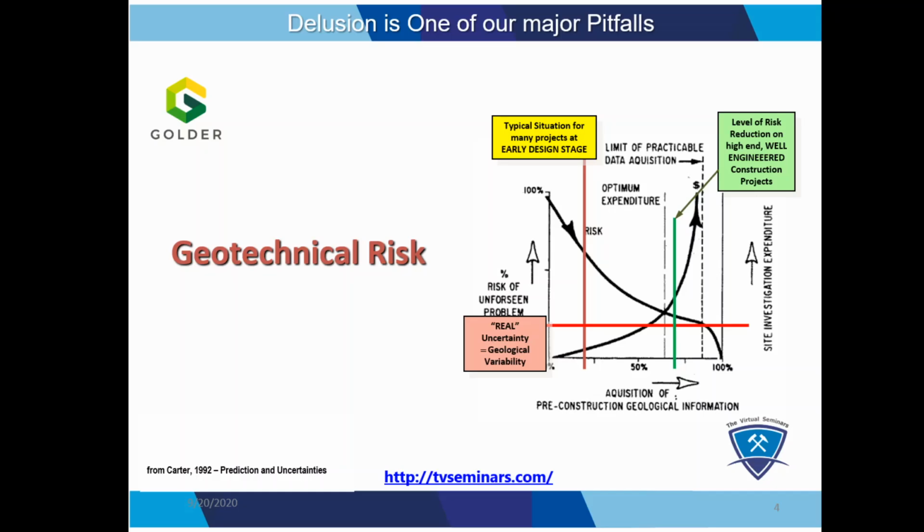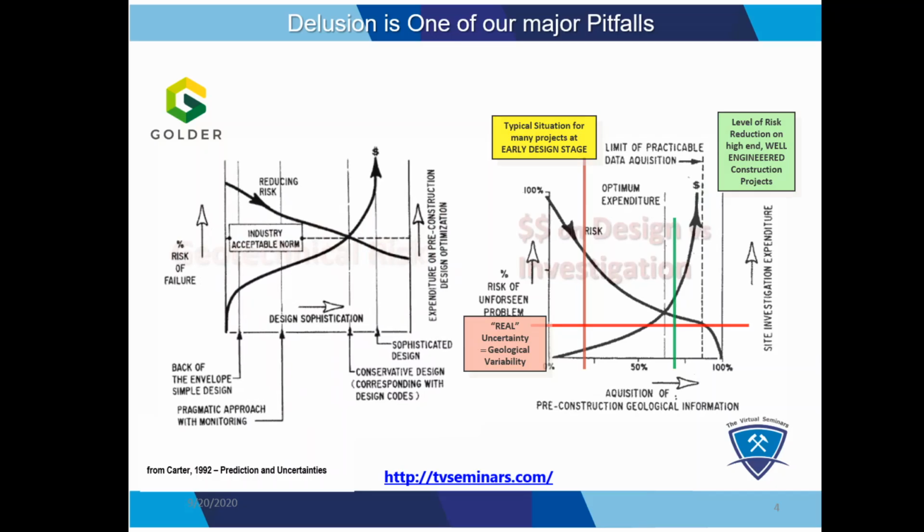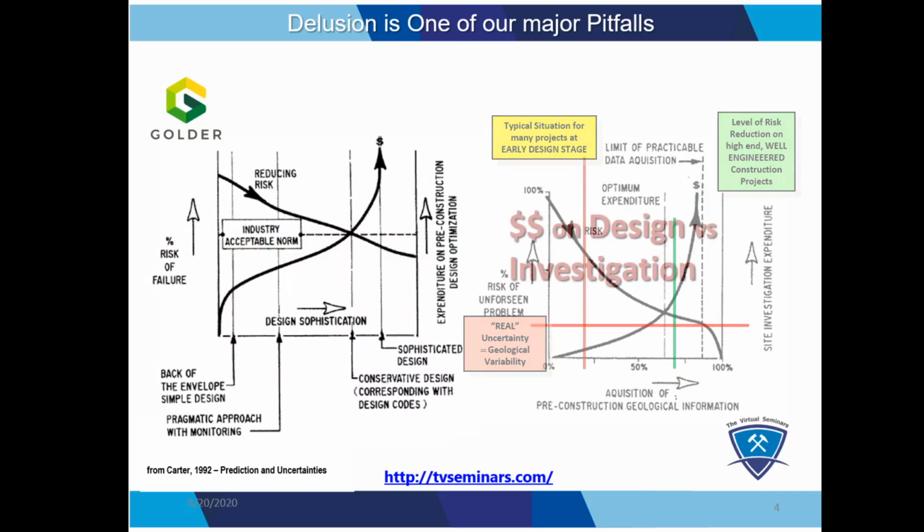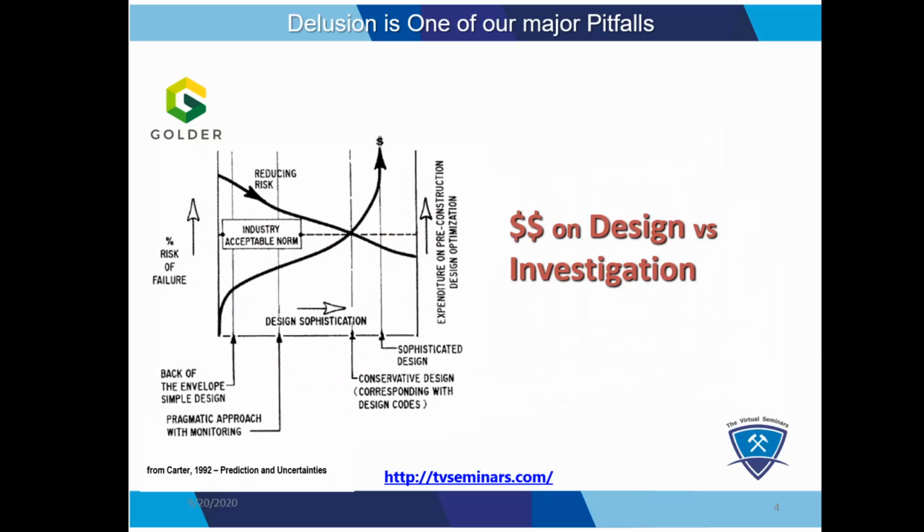Irrespective of how much we spend on site investigation, until we have built the tunnel or the dam or excavated the open pit, we will never see everything. There will always be some remnant of this variability. So how much should we spend on investigation? And how much should we spend on design and analysis and modeling?